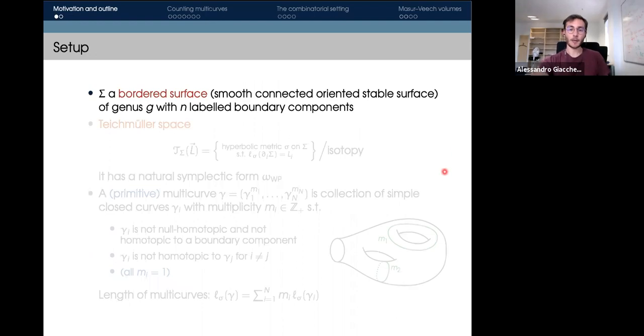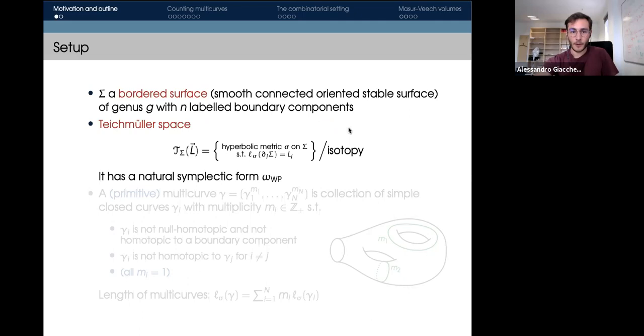So the general setup here is the same as the one of Jon's talk. So I will consider sigma to be a bordered surface. That for me is a smooth, connected, oriented, stable surface of a fixed genus g and with n labeled boundary components. So I can then consider the Teichmüller space, which you can think of as the space parameterizing hyperbolic metrics on sigma, with fixed boundary lengths, and you consider that up to isotopy.